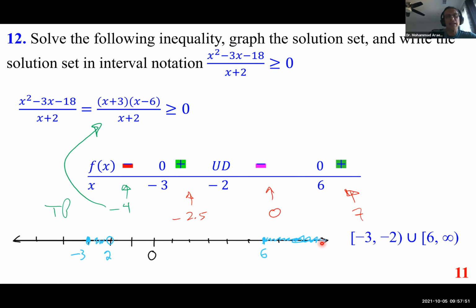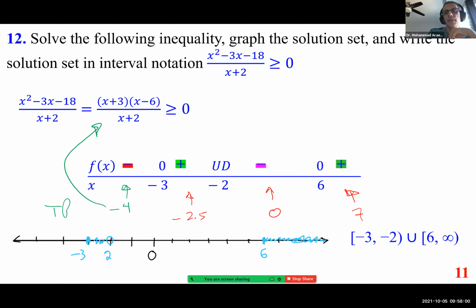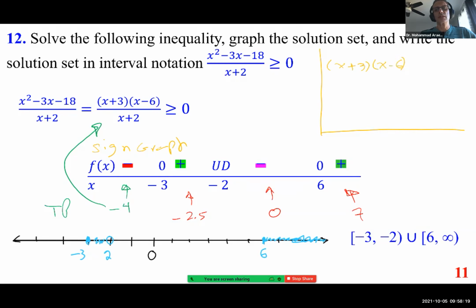Now, what I want to add as a note here is that what you did here was a sign graph. So this was a sign graph, everybody. Even if I had x plus 3 times x minus 6 times x plus 2 larger than or equal to 0, less than 0, less than or equal to 0, all of the above, we use the same sign graph.